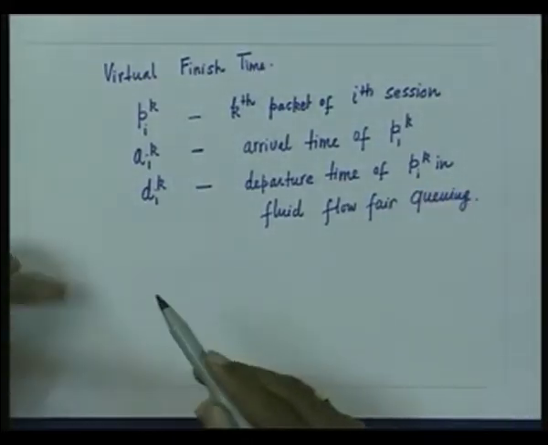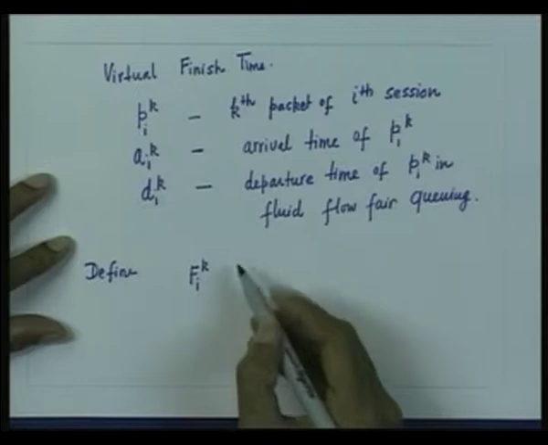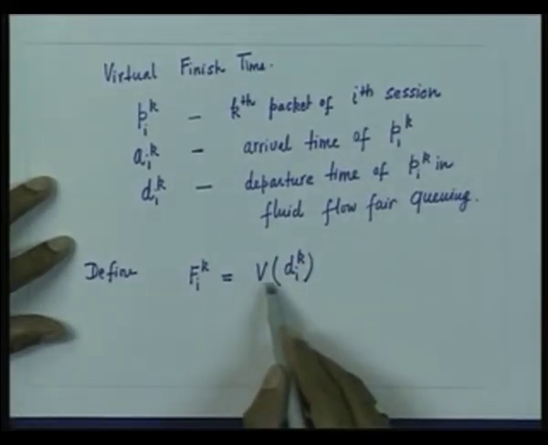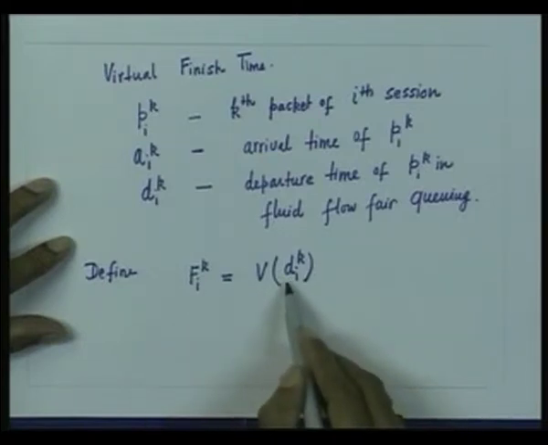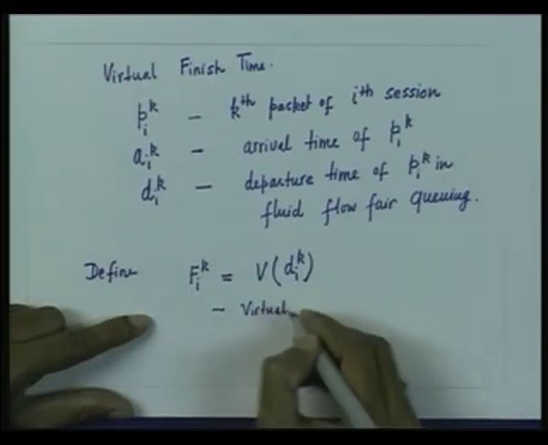Right. Dik denotes the actual departure time, the actual time at which the packet departs in the fluid flow version of the fair queuing algorithm. Okay. Now we define some quantity, and this quantity is Fik. This quantity is for the kth packet of the ith session and is defined to be V of Dik. So what is it? It is the virtual time of the system when the packet Pik departs. So at the time of departure of the kth packet of the ith session, we see what the virtual time is, and we call that virtual time Fik. We call this the virtual finish time.